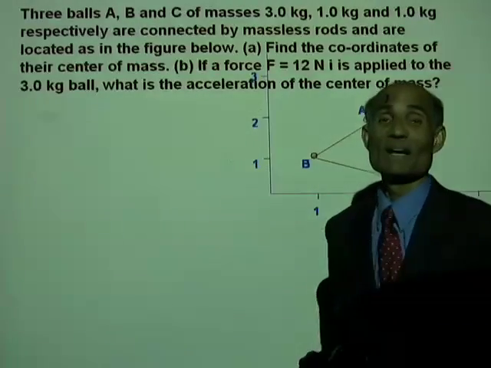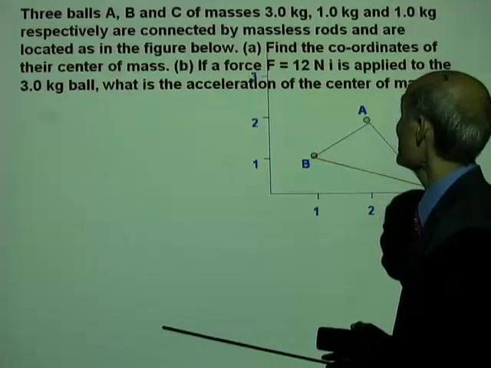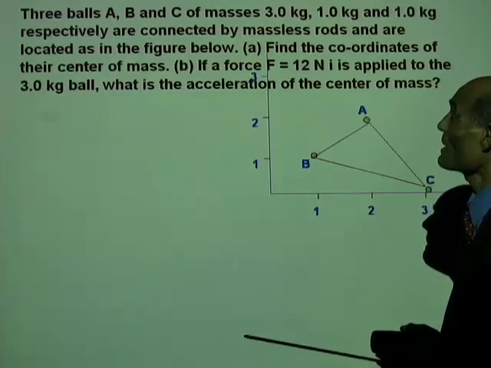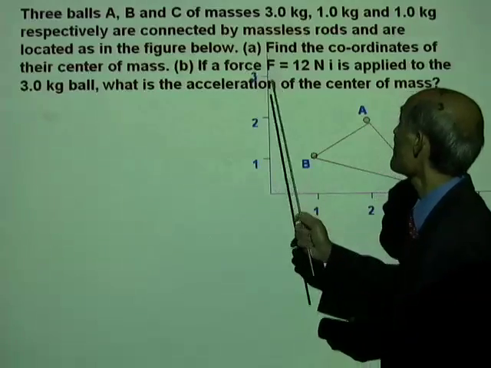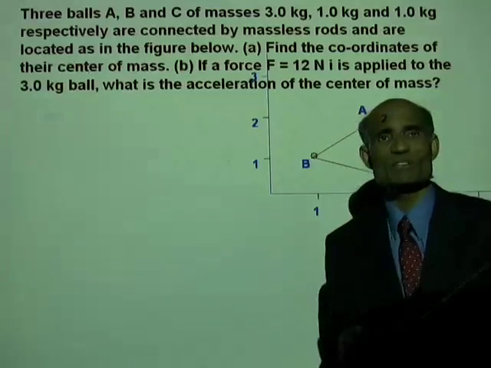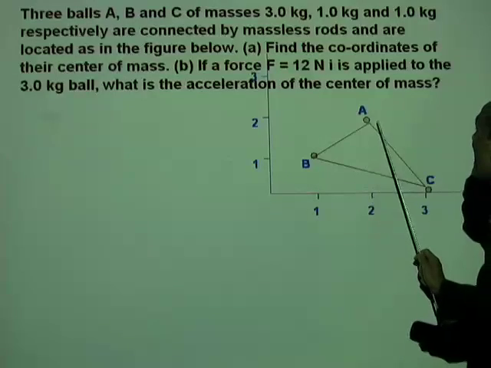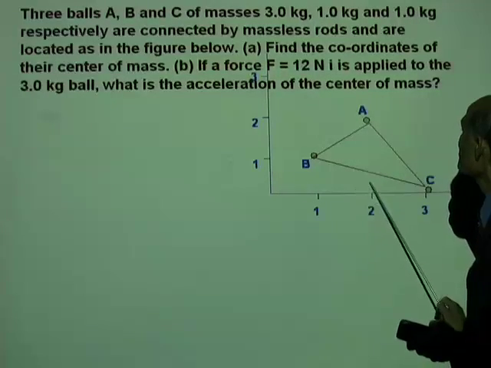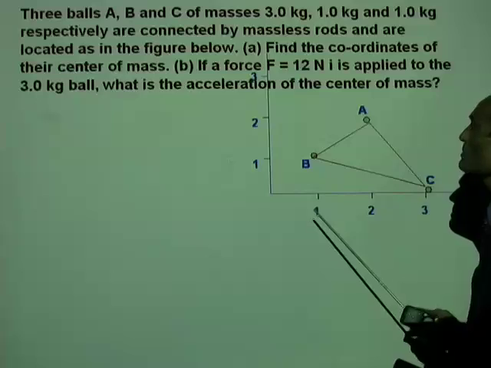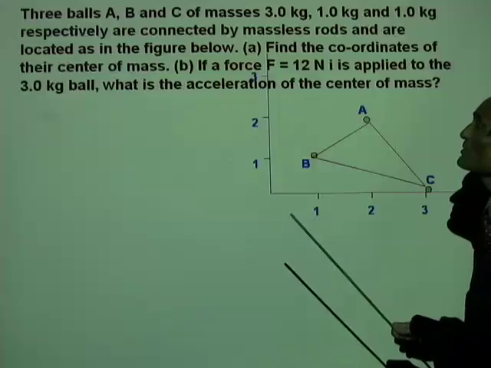Okay, let's now do another simple problem. 3 balls A, B and C of masses 3 kilogram, 1 kilogram and 1 kilogram respectively are connected by massless rods. It simply means that you ignore the mass of the connecting rods. They are located as shown in the figure here. A is located at x equal to 2, y equal to 2. B is located at x equal to 1, y equal to 1. And C is located at x equal to 3, y equal to 0.